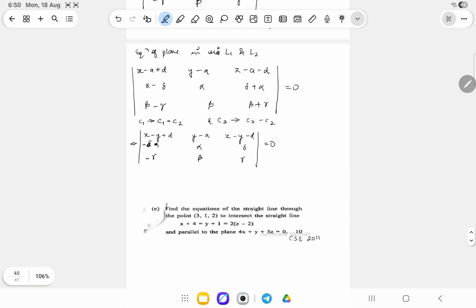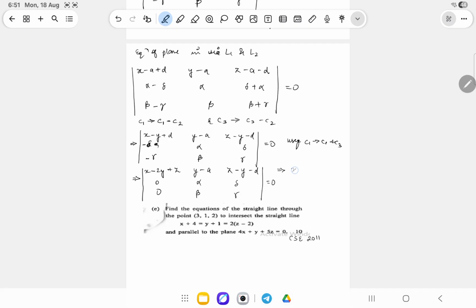Further, what we can do is add C1 and C3. Now using C1 as C1 plus C3, we'll get x minus 2y plus z, 0, 0; y minus a, alpha, beta; z minus y minus d, delta, gamma equals to 0. So now it is very easy to simplify.